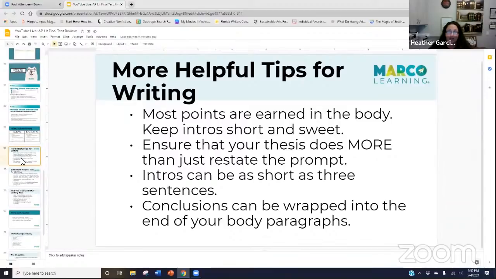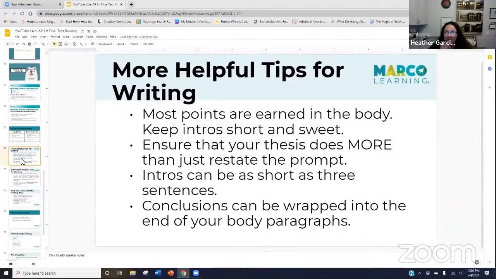Get an introduction down. If you feel like you might want to go back and amplify it later, leave a few lines before and after it so that you can go back and add in things if you have time, and you're doing it on paper so that you can travel back and forth between your essays. But if not, just keep it short and move on to your body paragraphs and really spend some time developing those, because that's where the majority of your points are going to be earned. And then ensure that your thesis does more than just restate the prompt, and your intros can be short, right? 3 sentences, that's all you need.